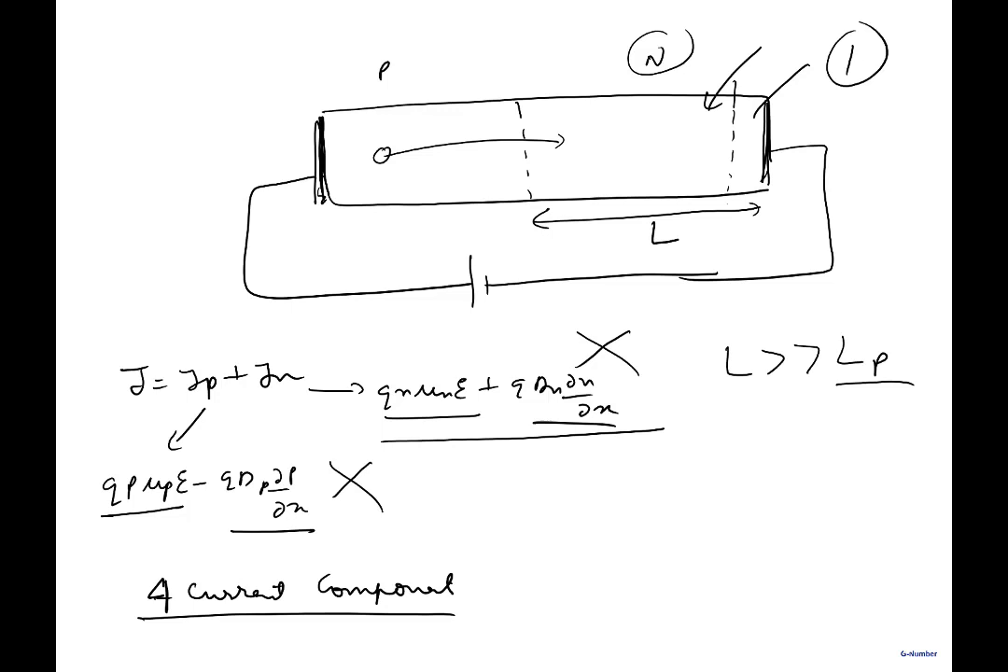I don't even need this. So I need to only compute Q, N, mu, and E. Not only that, I'm in a very good position. I know N equal to ND. That's the doping. So J equal to Q, ND, mu, and E.